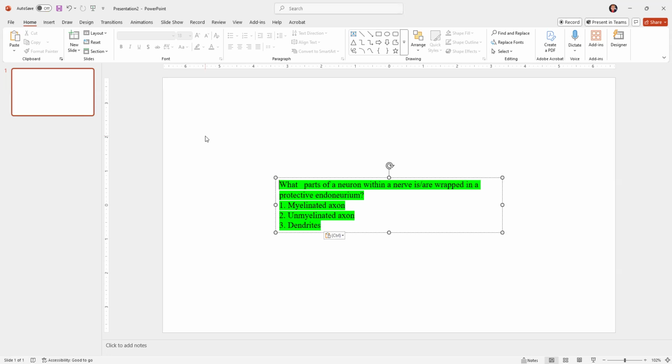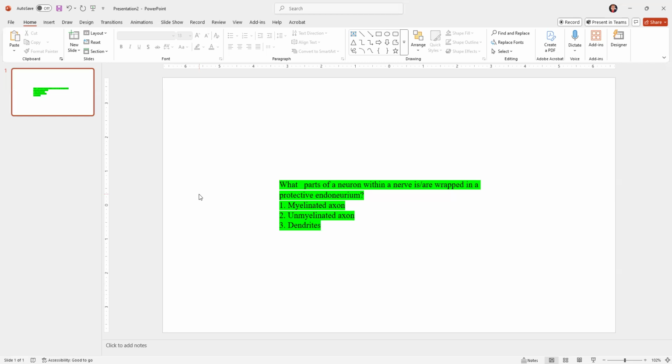Select all that apply. There's more than one correct one here. If it's wrapped, then that means it's myelinated. So it's 1 and 3? Wrong. Dendrites are myelinated? Oh, no. So would it be 1 and 2? I know it's 1, right? Yes, 1 and 2.